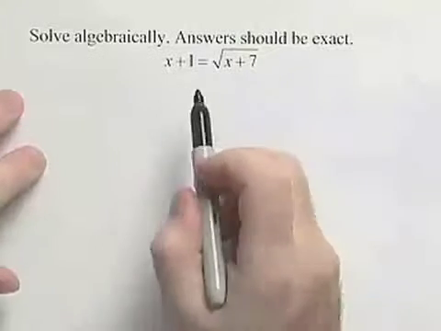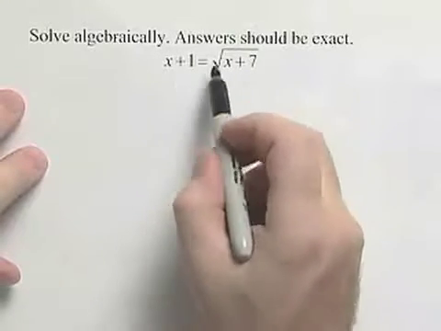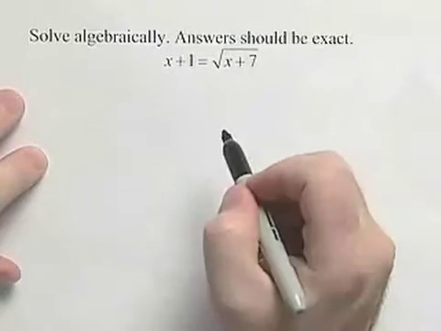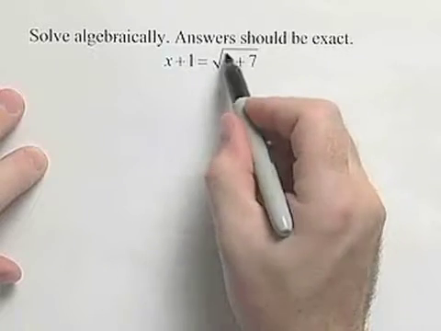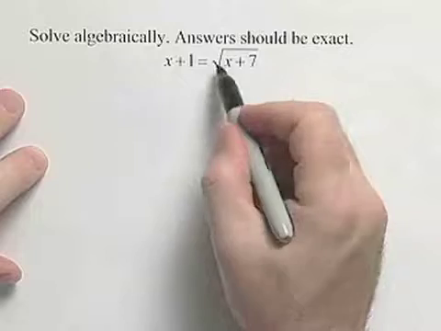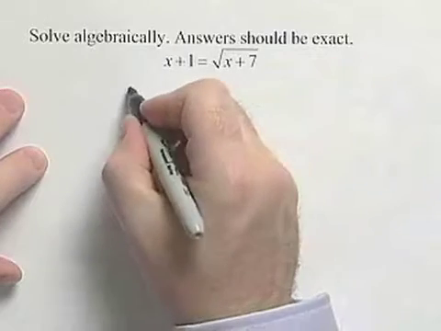Here we need to solve the equation algebraically and obtain exact answers. In this particular problem, we have a radical, and we have the variable that's in the radicand. We need to get that variable out so we can solve this. We have a square root, so we're going to get rid of this by squaring both sides.